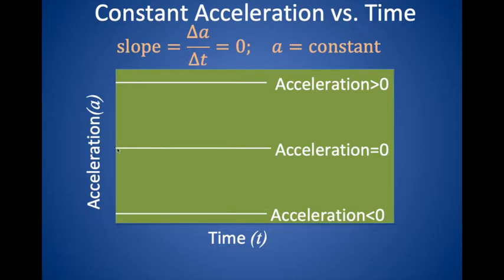So if the acceleration is 0, you have a horizontal line at the 0 value. If acceleration is positive, you have a horizontal line with a positive value. And if it's negative, you have a horizontal line with a negative value. Very simple. The slope is always 0 if you have constant acceleration.